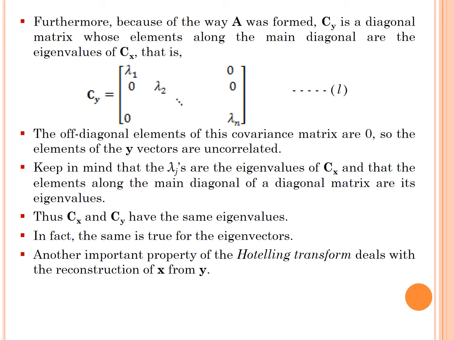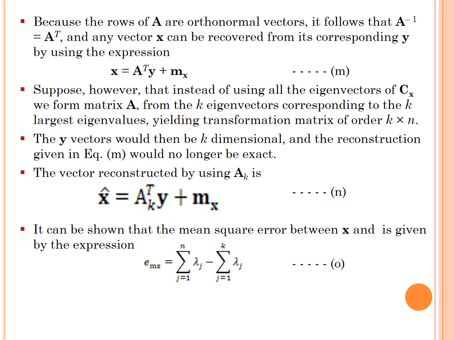Another important property of the Hotelling transform deals with the reconstruction of x from y. Because the rows of A are orthonormal vectors, it follows that the inverse of A is equal to the transpose of A, and any vector x can be recovered from its corresponding y by using the expression x equal to A^T y plus m_x.